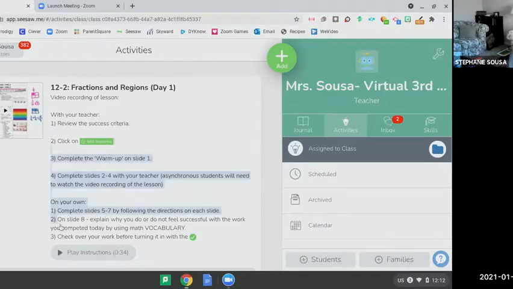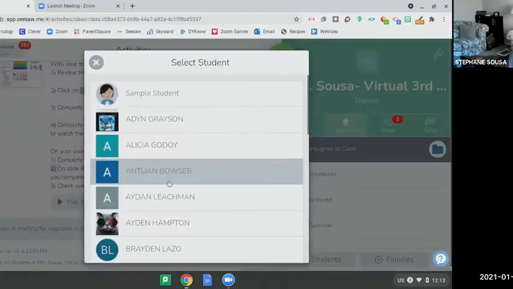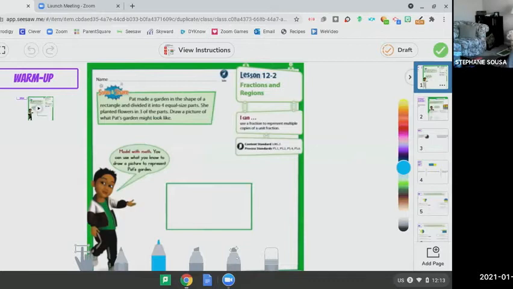That means if you don't do it, I'm sending it back to you because you did not follow the directions. That means if you don't use vocabulary, I am sending it back to you because you did not follow the directions. Are we catching on yet? Okay, good. All right, go ahead and click that add response. Slide 1 is a warm-up that we will be working through. I'm going to give you a minute or two to complete that, and then I will show you the correct answers.